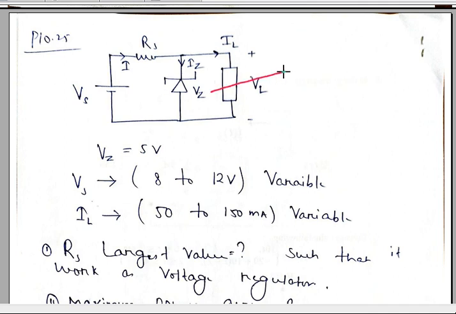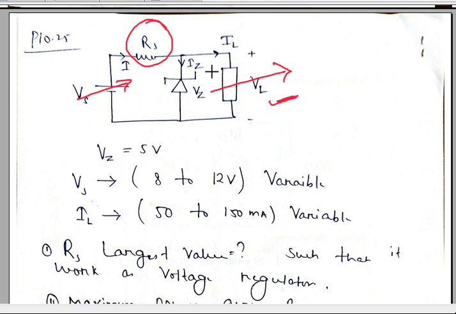Here is one load. Now this load is dependent on the user, so it is not a constant value. Not a constant resistance, so it depends upon the user. At the same time, there is a source which is also not constant. It is changing between a minimum and maximum value. Now the task is to find out the value of RS such that this circuit works as a voltage regulator, meaning this load is getting a constant voltage across its terminals.